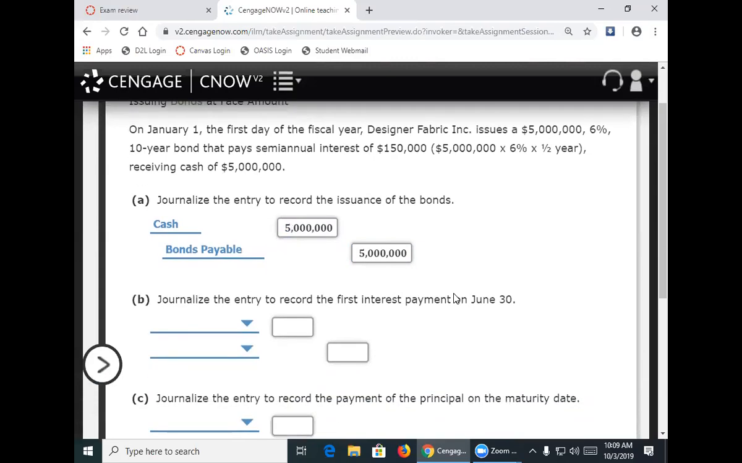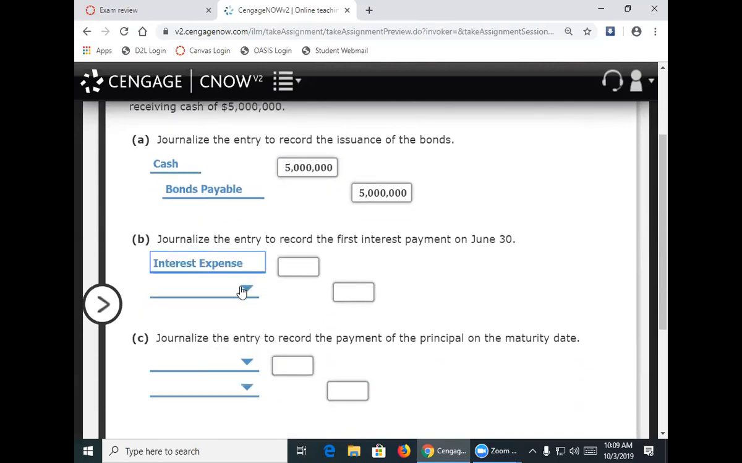Part B, journalize the entry to record the first interest payment. Well, they already calculated it for us. Semi-annual interest is $150,000. So what do I debit and credit? It will be a debit to interest expense. Cash is credited, because you're actually making that payment to them. We're paying them $150,000 of interest, and we're paying them this every 6 months over the life of this bond. So interest expense is debited and cash is credited for the interest of $150,000.